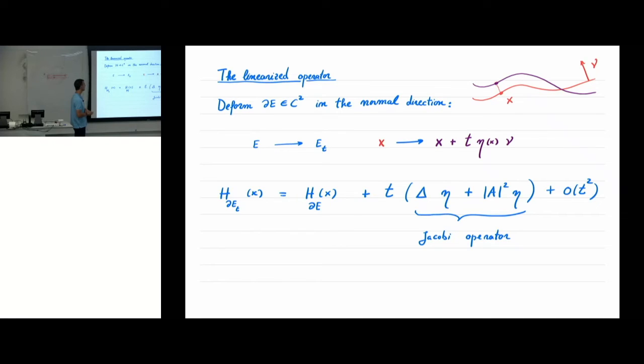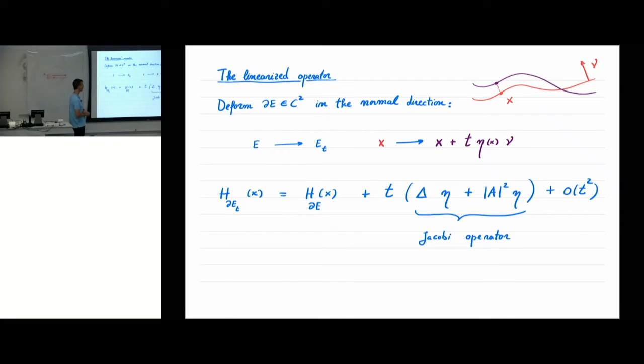From each point X on the surface, I'm going to move perpendicular to it by an amount T. T is a very tiny parameter, I want to do only infinitesimal deformation, times eta. So eta is a function defined on the surface. Okay, and the question is, how does the non-local mean curvature change when I do this deformation?